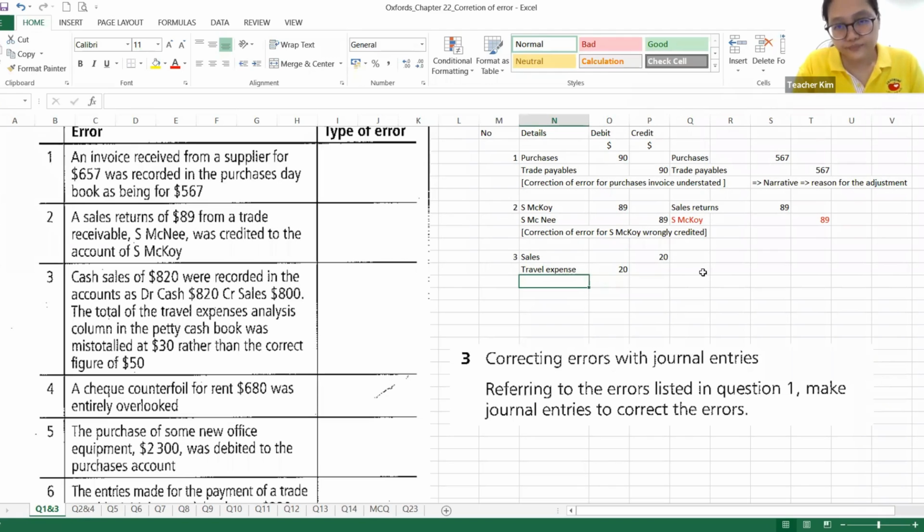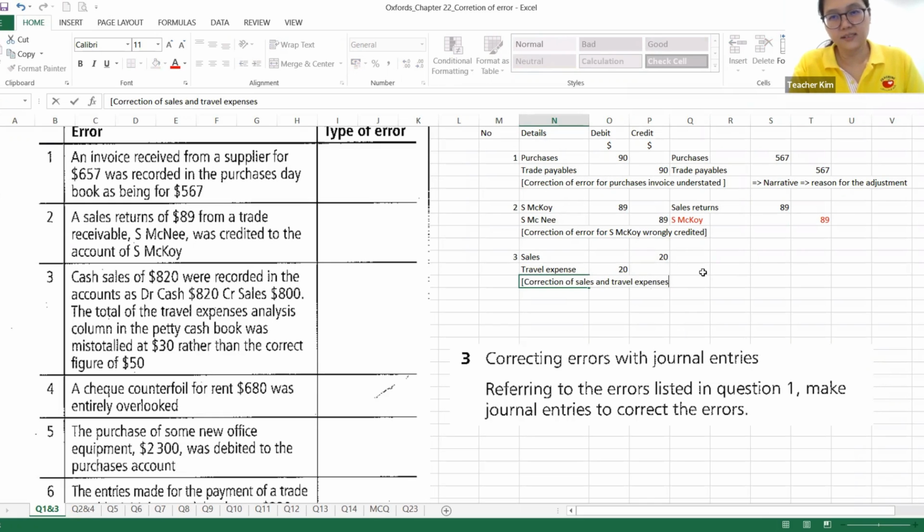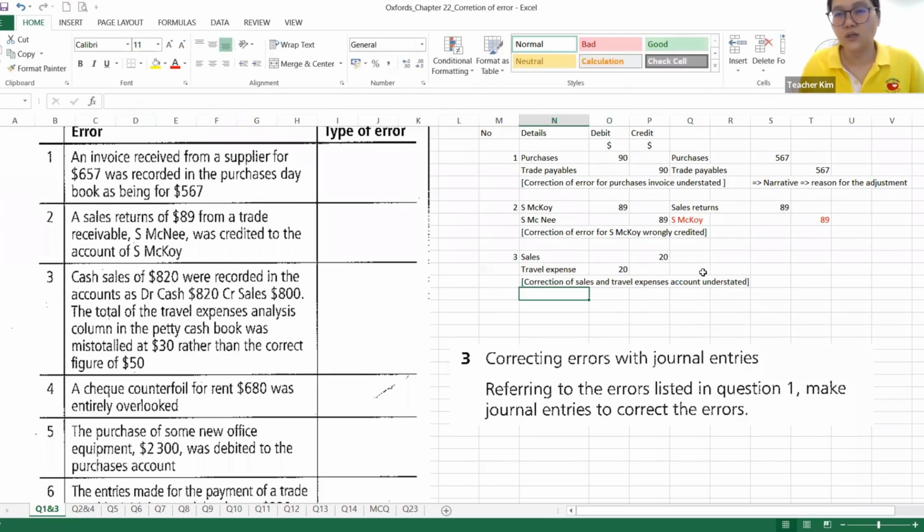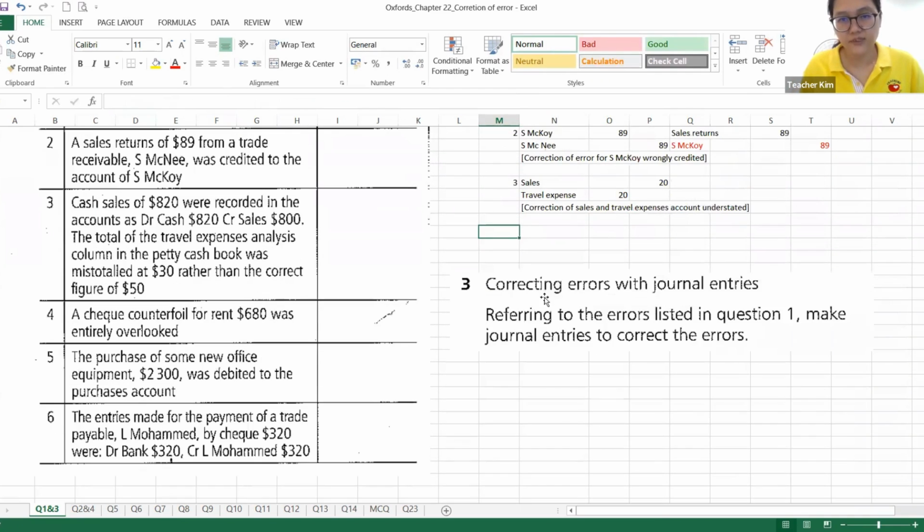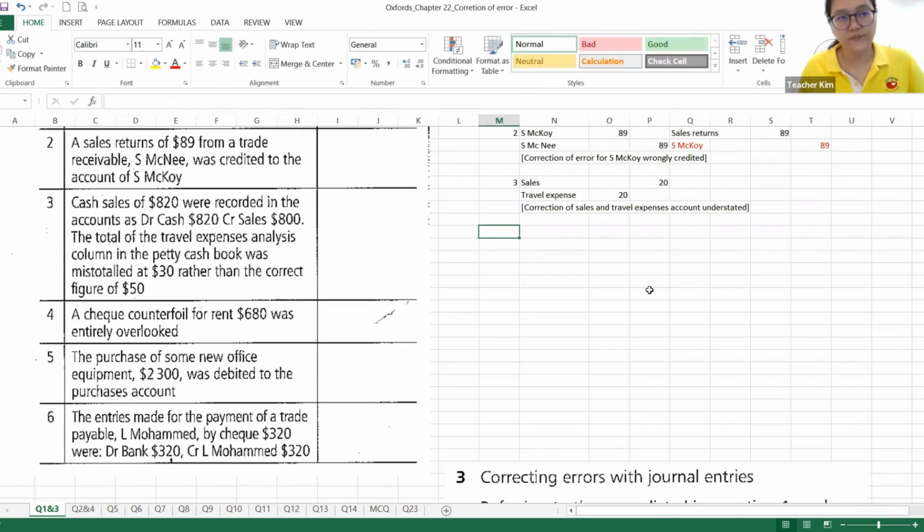Okay, now what is the narrative? Correction of sales and travel expenses account understated. So this is what I'm going to write because I want to show that these two adjustments were made because both accounts were understated. Okay, next is number 4.